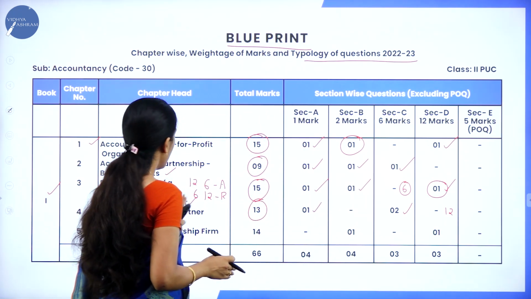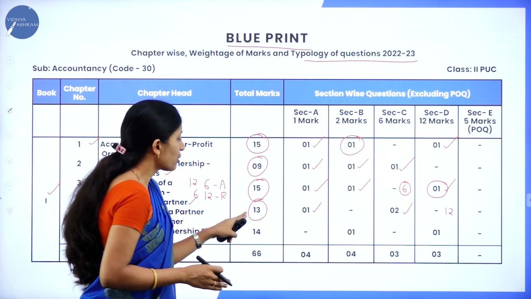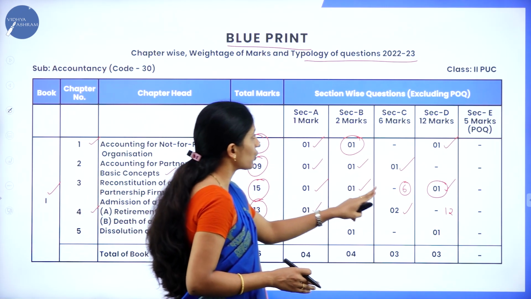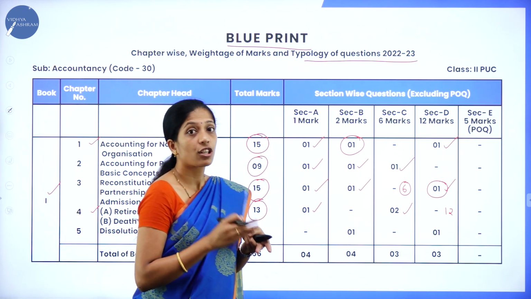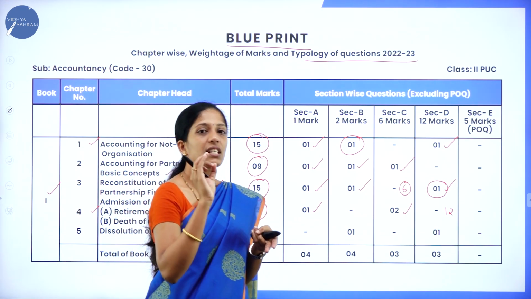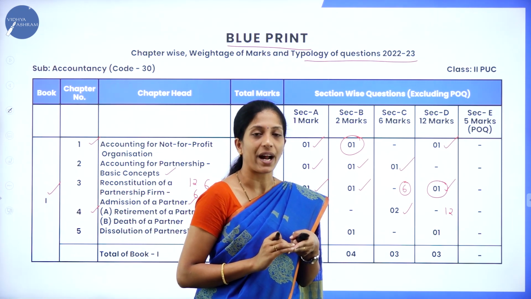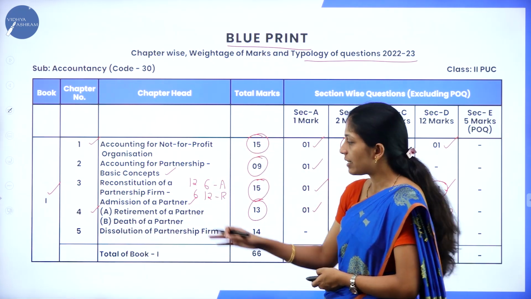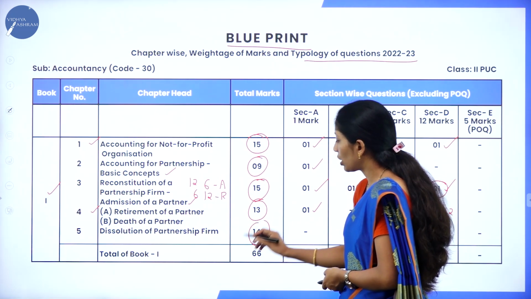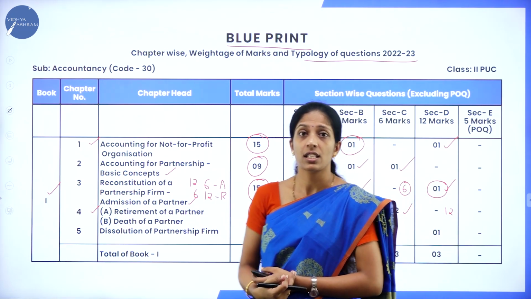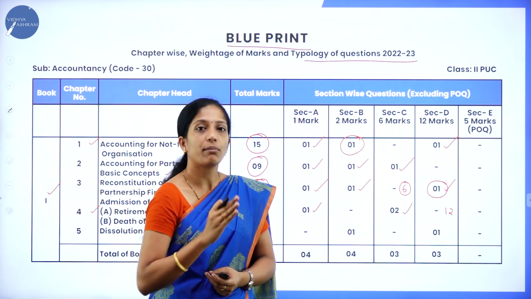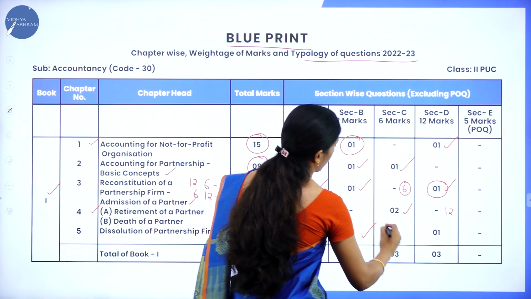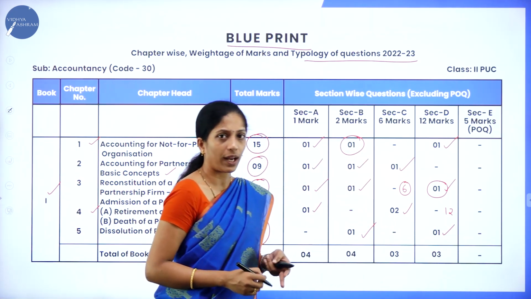Under retirement and death of a partner, the total weightage is 13 marks, where you can expect 1 mark 1 question as well as 6 marks 2 questions. That is 100% a 6 marks question from death of a partner. Now coming to the last chapter, chapter 5, dissolution of partnership firm. The total weightage is 14 marks, where 100% a 12 marks problem will be asked. So you will get 2 marks 1 question as well as 12 marks 1 question.